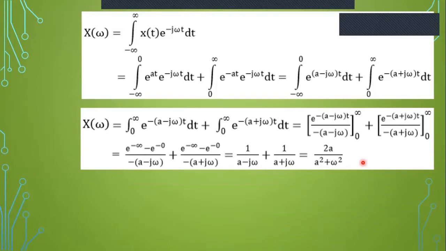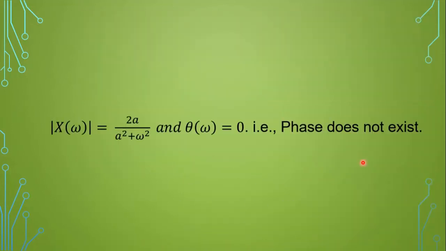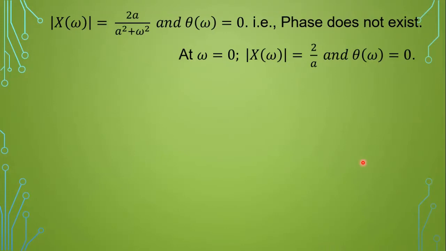So the Fourier transform is 2a by a square plus omega square. Next, similarly draw the magnitude spectrum and phase spectrum. How to draw the magnitude spectrum and phase spectrum? First, calculate the magnitude of x of omega. Next, calculate the phase angle of x of omega. How to calculate the magnitude value? Square root of real part square plus imaginary part square. In that magnitude value, substitute various values of omega. Omega varies from minus infinity to plus infinity.